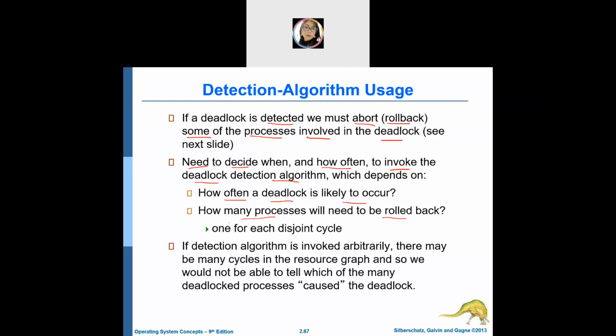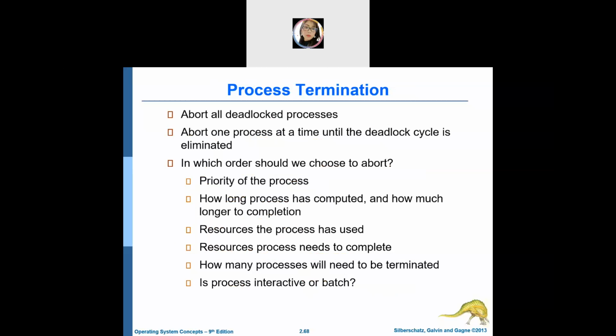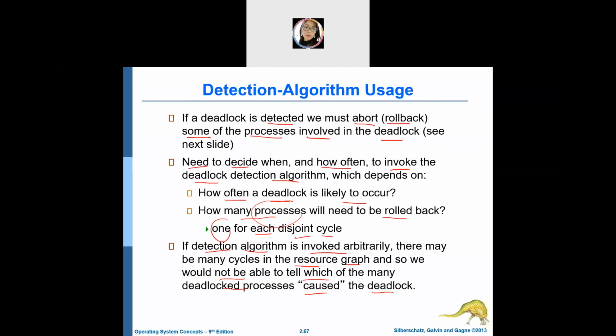So you need to, one for each disjoint cycle only, you're going to roll back the processes. If the deadlock algorithm is invoked arbitrarily, there may be many cycles in the resource graph. So we will not be able to tell which of the many deadlocked processes caused the deadlock, because it's also quite complicated.